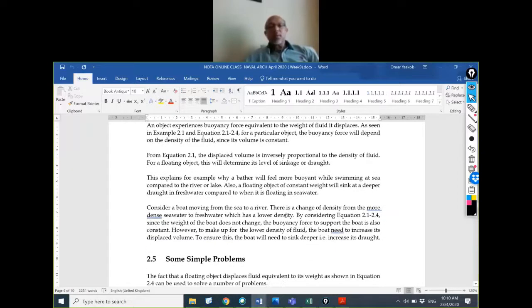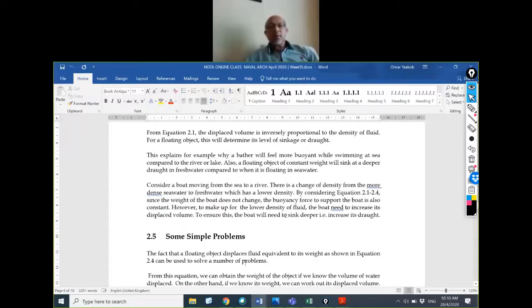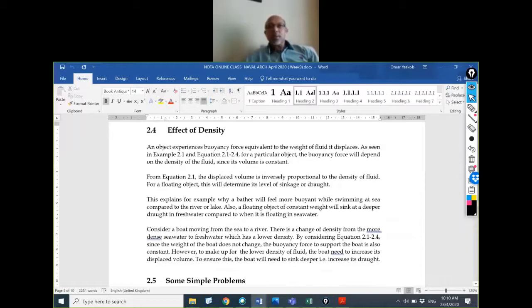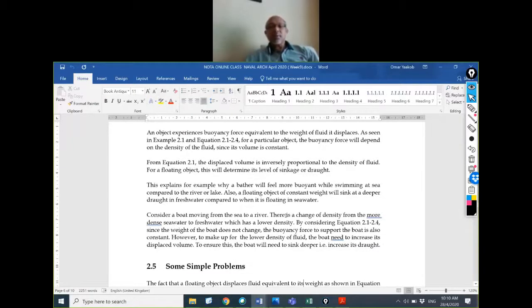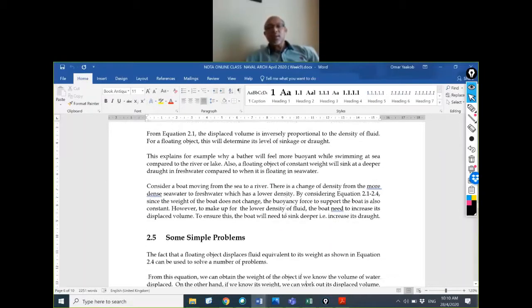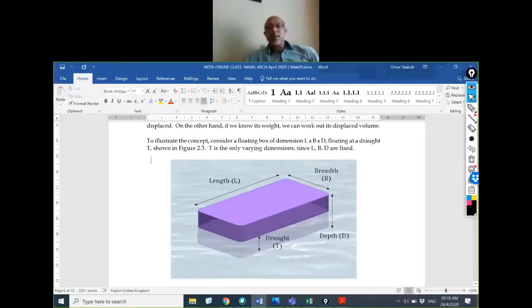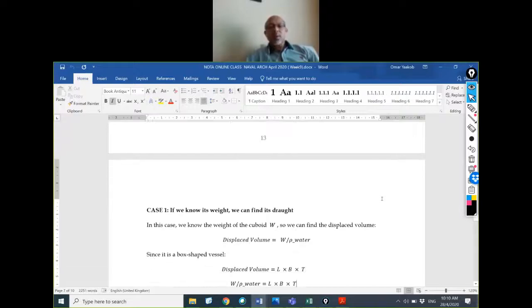And here what we're going to see is just the effect of changing density, because the weight of displaced water is equal to the volume of water times density. So as you change the density from lower to higher, there will be changes in the displaced volume. Then this example of the box: normally we look at the length, breadth, depth, and draft. So we consider two cases.